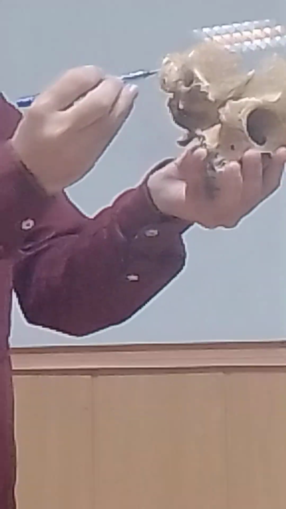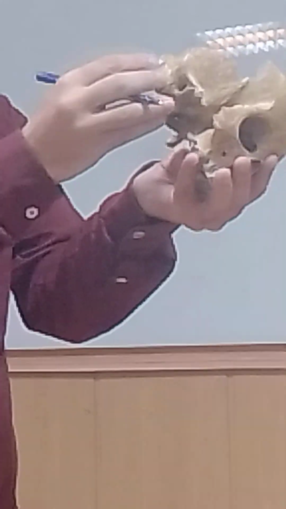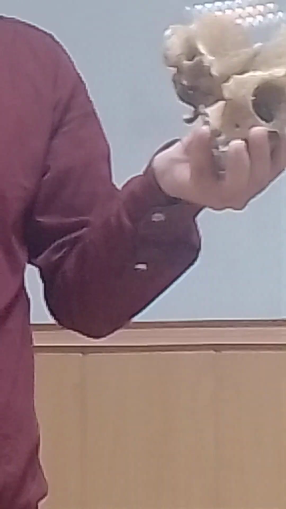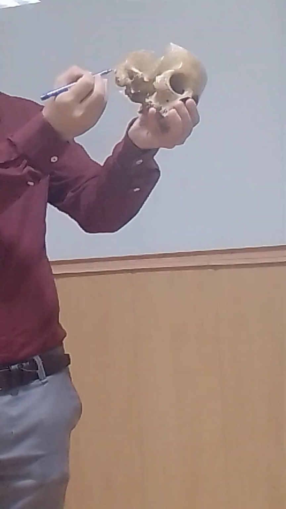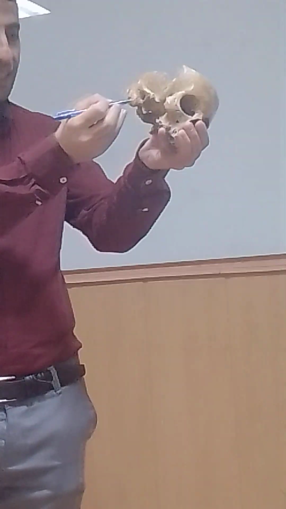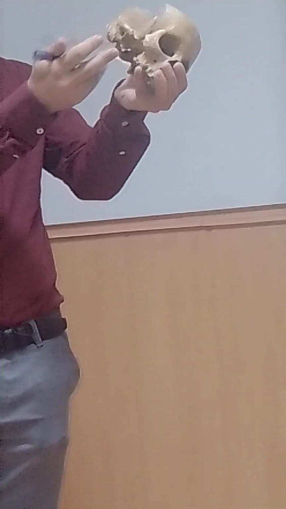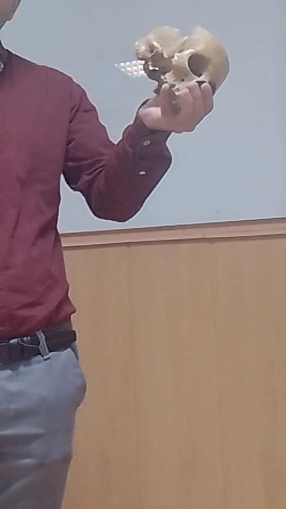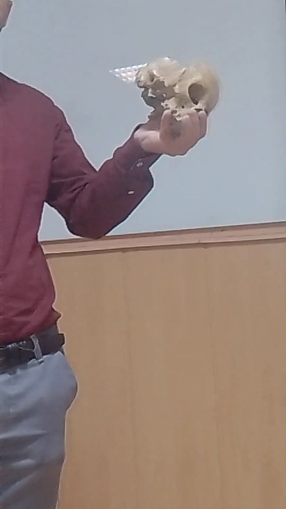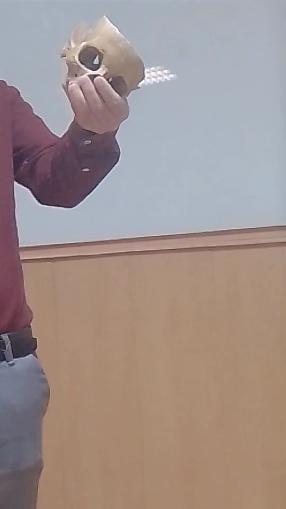The external surface is rough because it is the site for attachment of a strong muscle. This muscle is the sternocleidomastoid muscle. All this area is the mastoid part, but the inferior elongation of the mastoid part, which you can see posterior to the auricle, is the mastoid process.